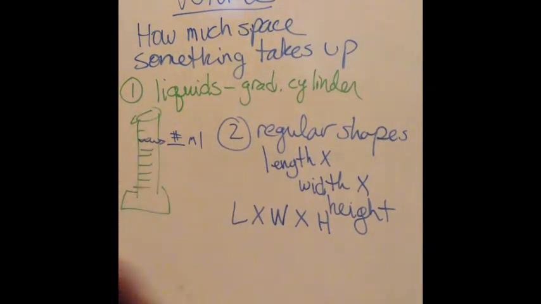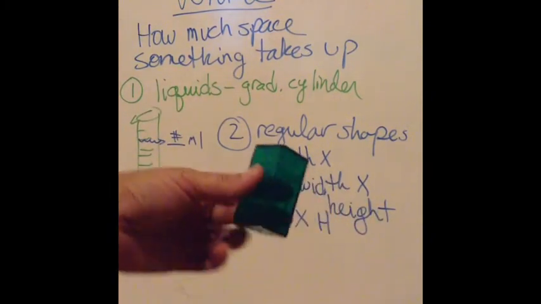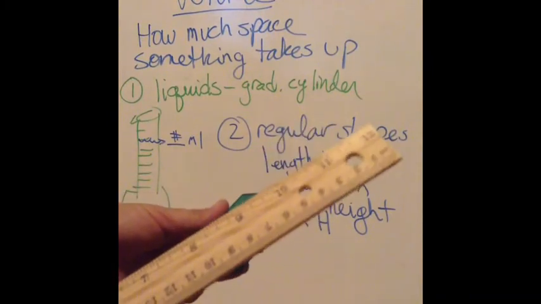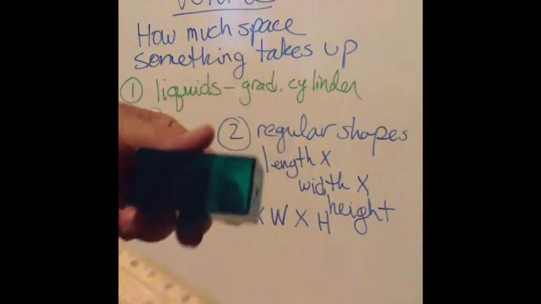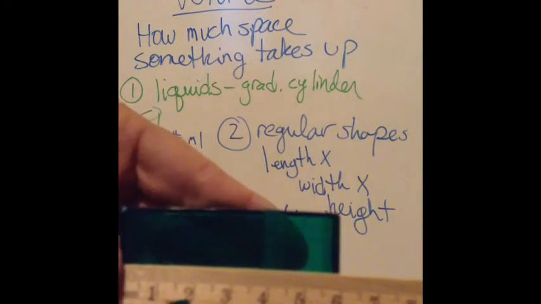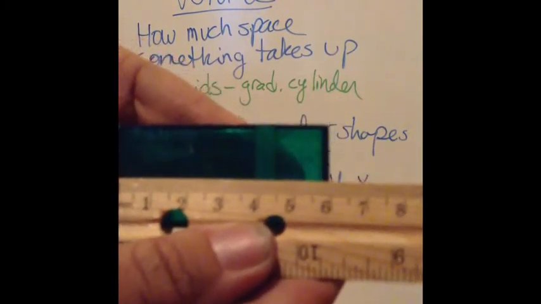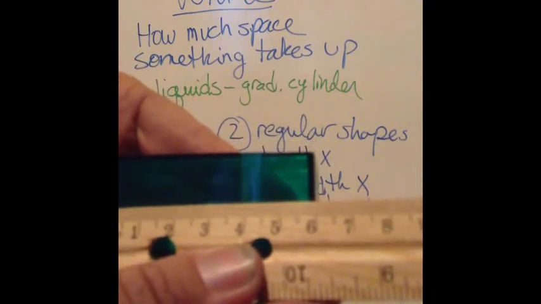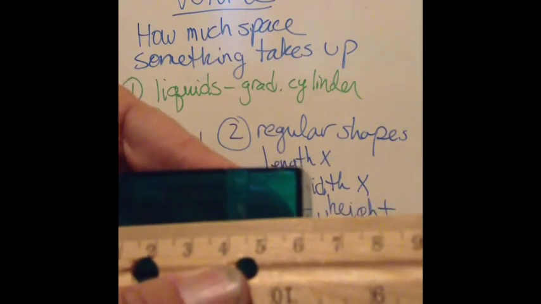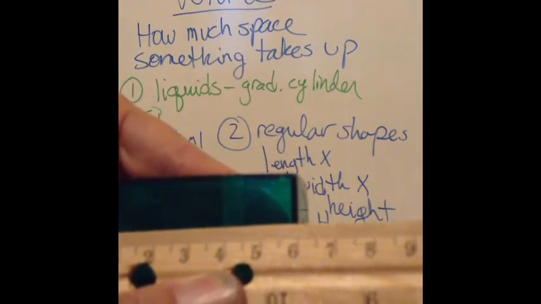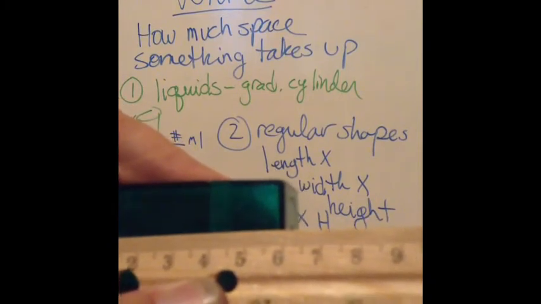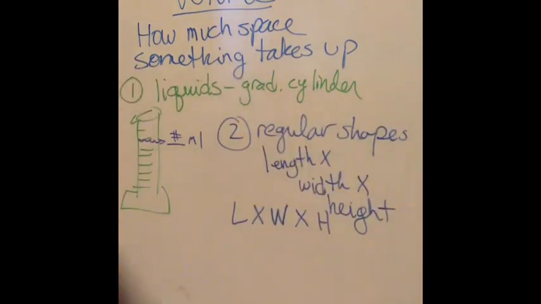So to measure the volume of a box, or any other kind of regular shape, something that has a length, width, and height, you're going to use a ruler. It's like a meter stick. So if you take the length, okay, this one's about 5.9 centimeters. Notice the box doesn't go quite to the 6. It's like a little line before it. So that means it's 5.9 centimeters. That's its length. That's the longest side.